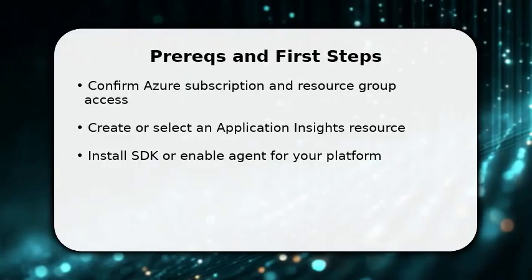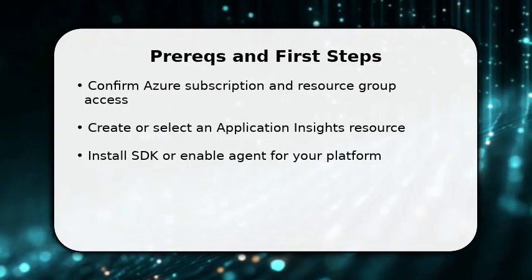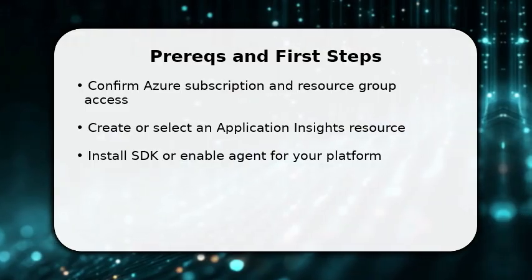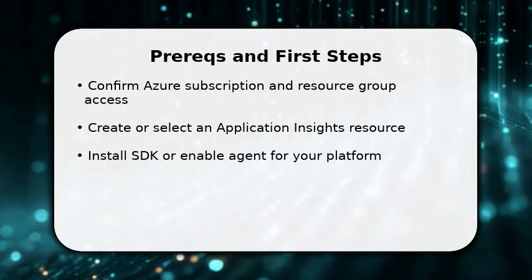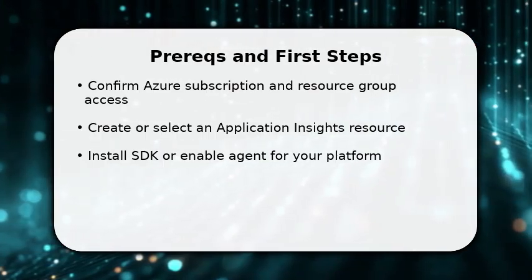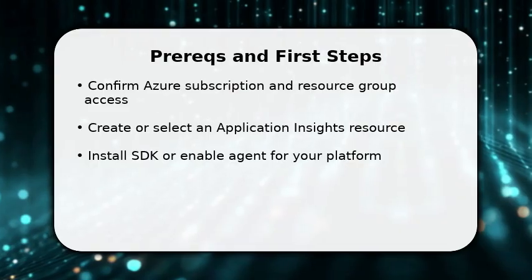You start by validating permissions and picking a resource group. You need an Application Insights resource in the same region. Once created, instrument your app by installing the appropriate SDK or enabling the Azure Monitor agent, because that captures telemetry. Make sure to add the instrumentation key or connection string to your app settings.